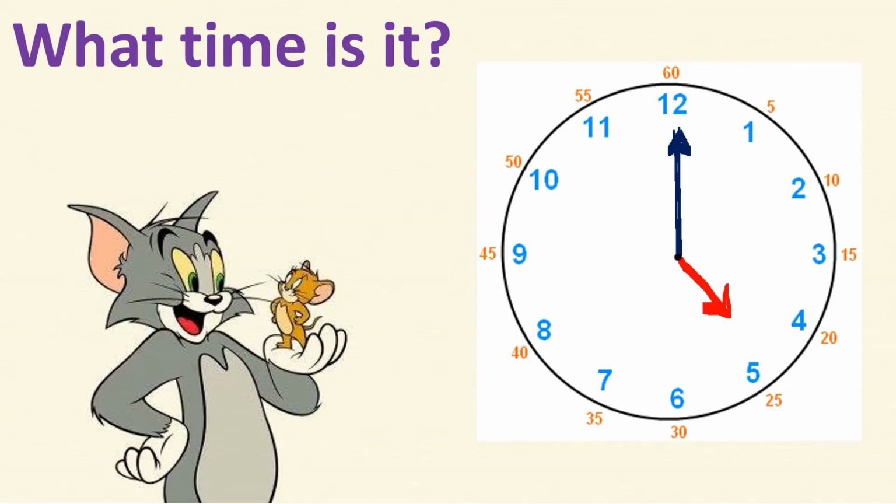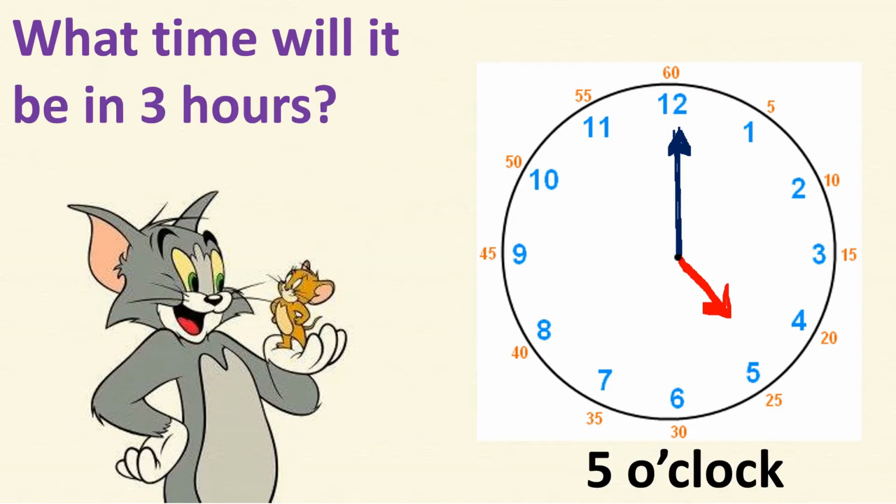What time is it? On the clock, the time is 5 o'clock. What time will it be in 3 hours? Do you know that when the minute hand goes around the clock one full time, that means it has been 1 hour? If the minute hand went across the clock one full circle, that means it will be 6 o'clock right now. But we need to find out what time it will be in 3 hours.